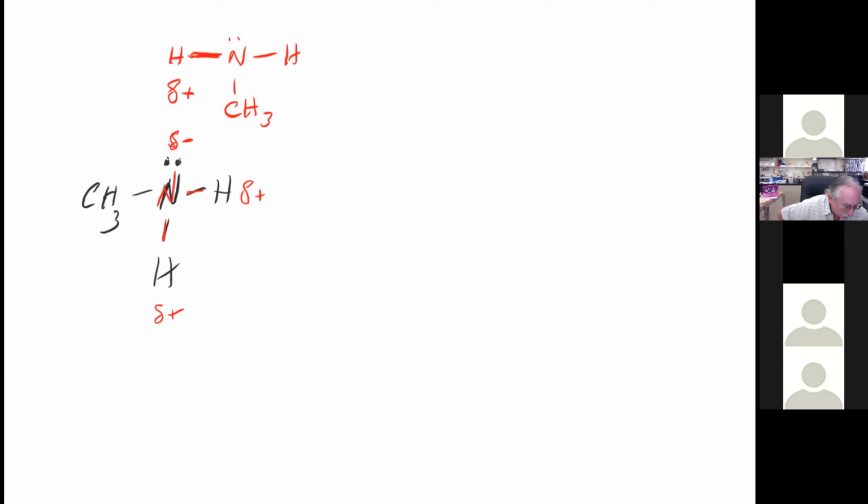Then this partial positive would attract the partial negative of another molecule. That would be the electron cloud on the nitrogen. So there's another molecule. And again, it's a hydrogen bond because here's the NH of one, and here's the N of the other. Similar down here, this would attract the partial negative, which would be the electron clouds on the nitrogen.